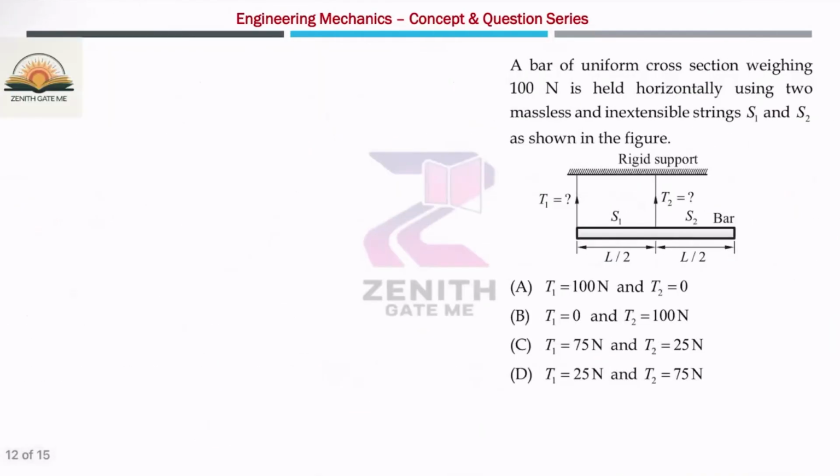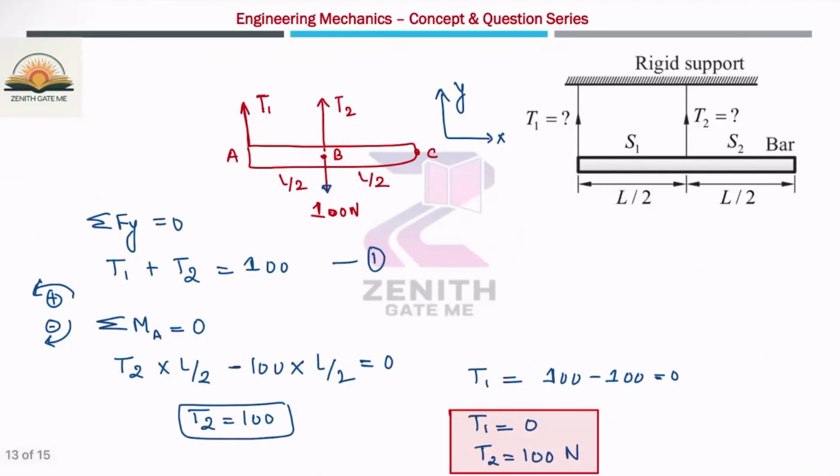So which option will be correct? Option B is correctly matching: T1 is 0 and T2 is 100 Newton. So option B is the correct answer. Okay, now move to the next question.